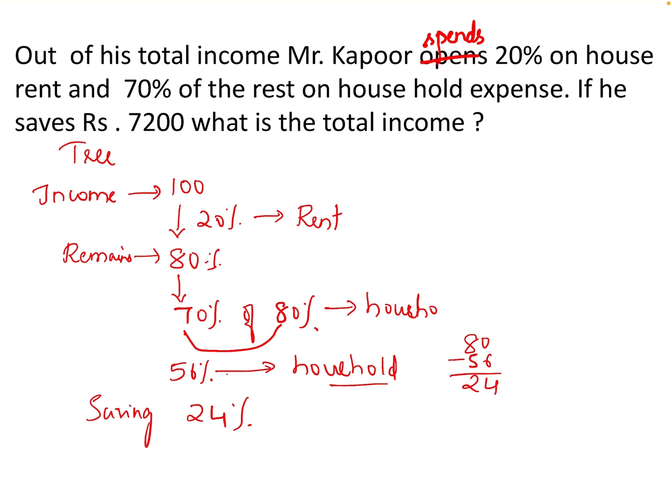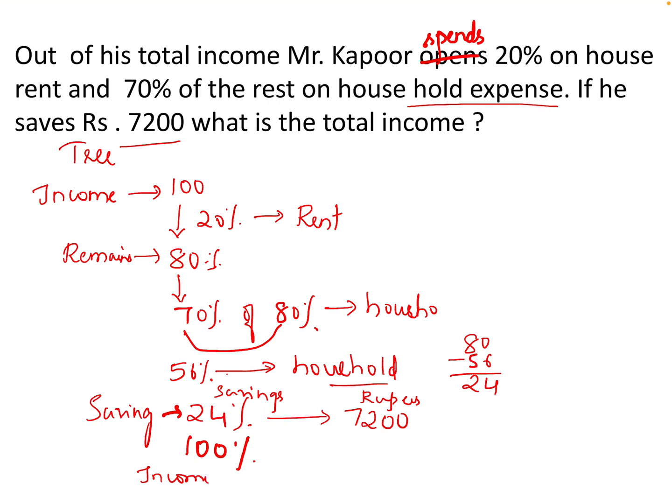So this 24% is what remains after the 70% of the rest on household expense. He saves rupees 7,200, they are saying. So what is the total income? In percentage, 24% is remaining, and in rupees, 7,200 is his savings, isn't it? If 24% savings is 7,200 in rupees, then what is 100%? 100% is his income.